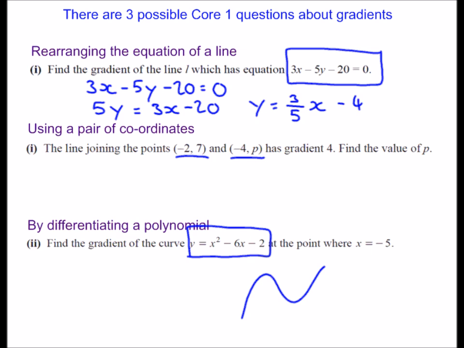So I can now see it is a straight line. It's in the form y equals mx plus c. The gradient is 3/5, and the y-intercept is minus 4. We're asked for the gradient, so I can just say that the gradient is 3/5. So that's why the form y equals mx plus c is so powerful. You can see what the gradient is. It's going to be the most common use for the form y equals mx plus c, to find the gradient.